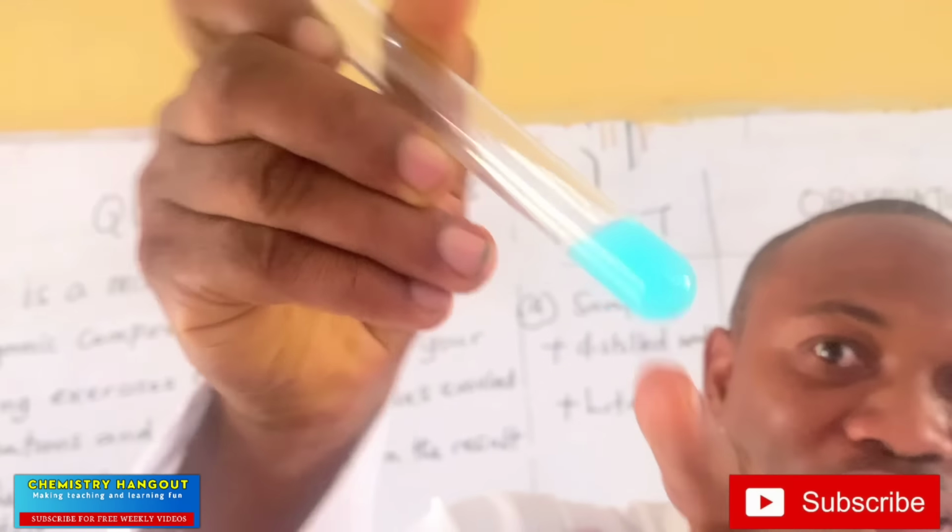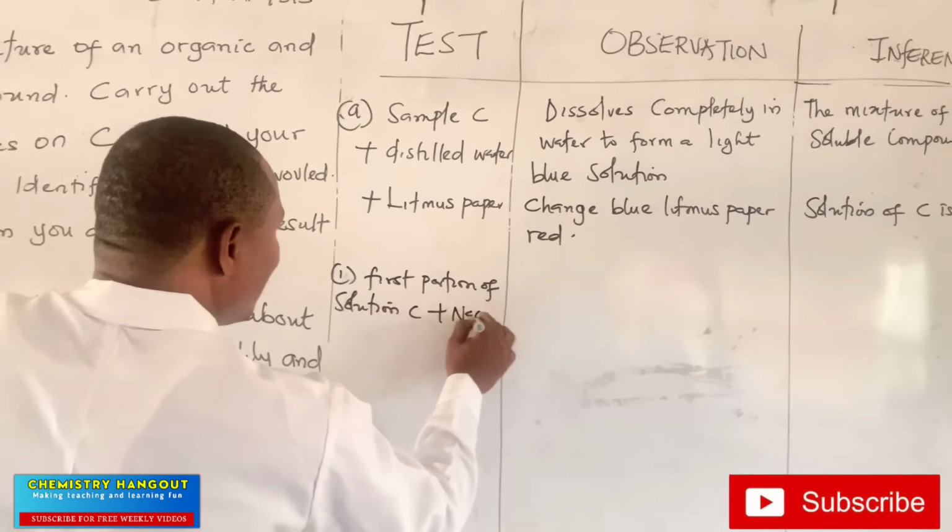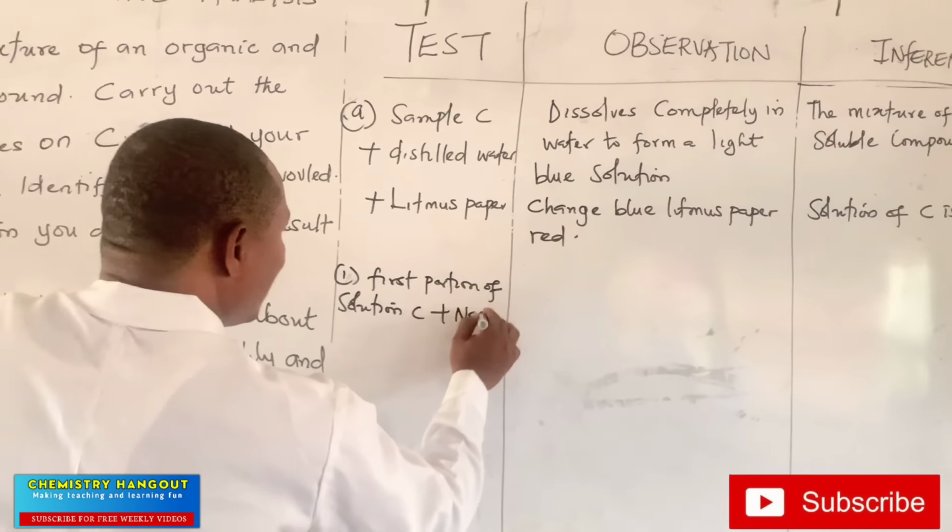So what do we record there? Roman figure 1, to the first portion, add sodium hydroxide. So, first portion of solution C plus sodium hydroxide in drop and in excess. So, in drop and in excess, you can see. Did you see? Let me add again. In drop so that you see in excess now.